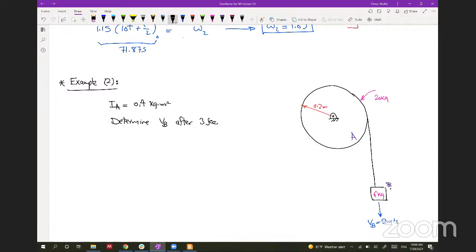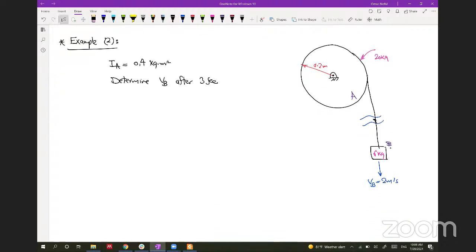Okay, so there are two ways to solve this problem. You can solve it as a system, or you can separate this system into two systems. If you solve it as one system, you will only have the VB and the mass of this body, and then start solving this as a system. But if you want to solve it as two separate bodies, you will have to cut here. And when you cut this cable, the tension in this cable will appear. So let's see how we can solve this as two bodies.